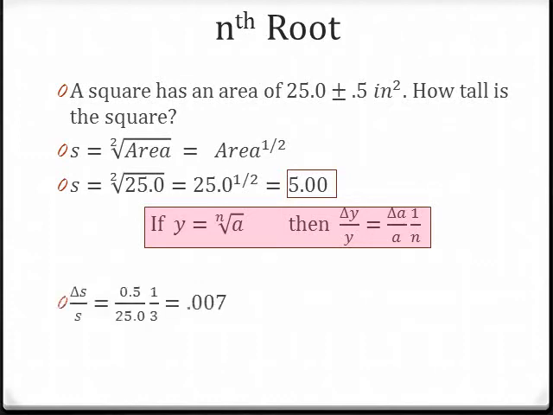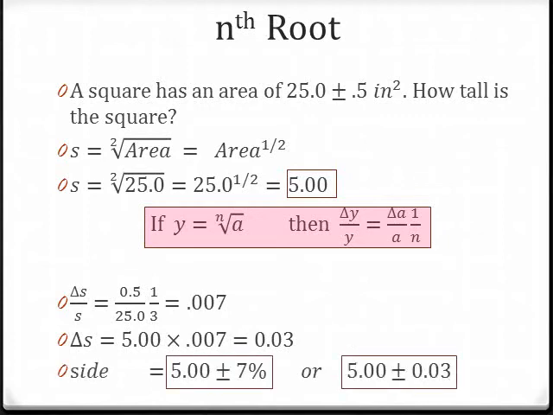So for the percent uncertainty, we plug in our numbers, and it turns out to be 0.007, or 0.7%. Then if we want to find the actual uncertainty itself, we have to find 0.7% of 5. We do so, and we get 0.03. Now that means we can write the answer in one of two ways. The length of a side is 5 plus or minus 0.7%, or 5 plus or minus 0.03.